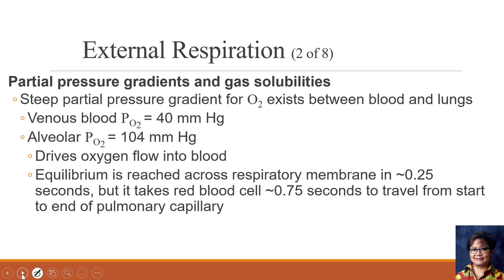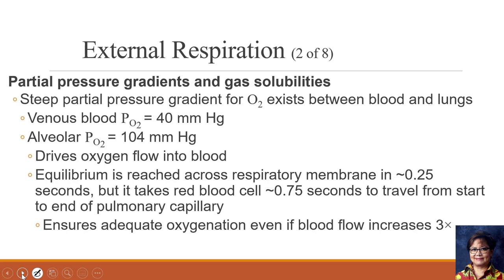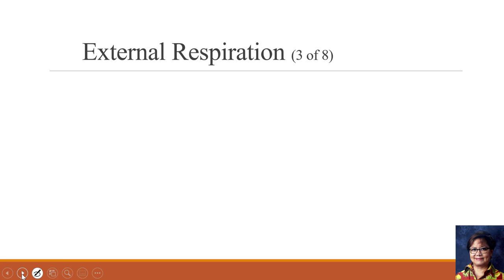So as soon as equilibrium is reached across the respiratory membrane in about 0.25 seconds, that happens right there. But in the blood, it takes the red blood cell about 0.75 seconds to travel from the beginning to the end of the pulmonary capillary. So there is actually still the drive to diffuse, even when it is being carried by the red blood cell.